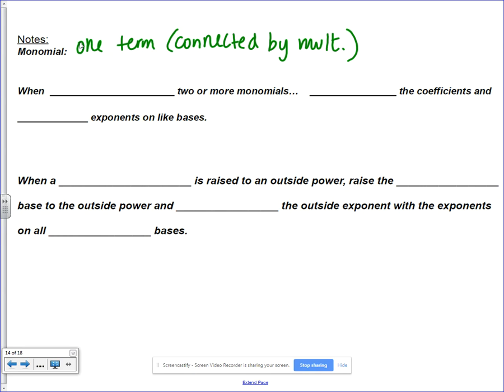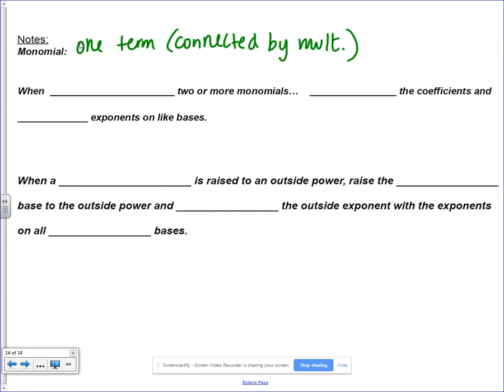They're all connected by multiplication. For example, if I tell you 2xyz, that's a monomial because all the x, y, and z are all connected by multiplication. Is that all right for everybody? Are we sure? Yes? We're positive? Okay. Let's fill in the blanks now.